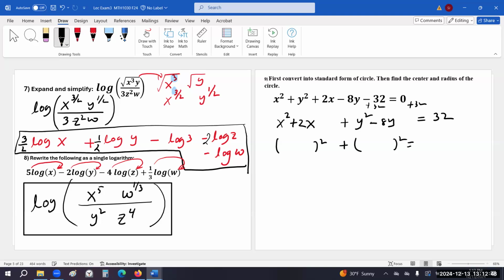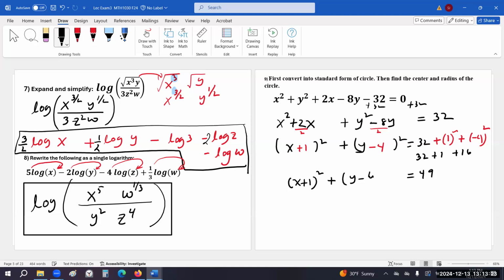You're gonna get x plus 1 squared, so half of 2 gives us plus 1. Then y minus 4 squared, since half of 8 gives us minus 4. And on the other side we also add plus 1 squared and negative 4 squared, and that part is gonna equal 49. 32 plus 1 plus 16 is 49. So (x plus 1) squared plus (y minus 4) squared equals 49.